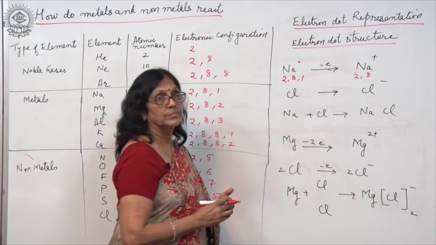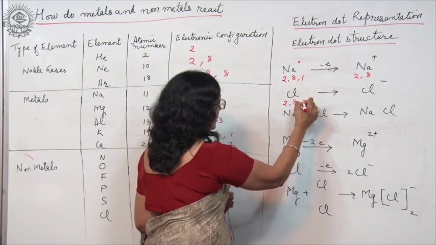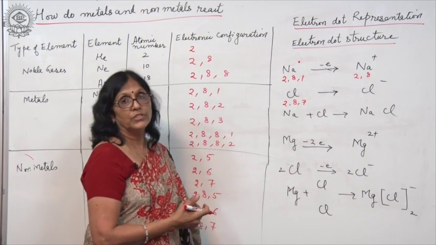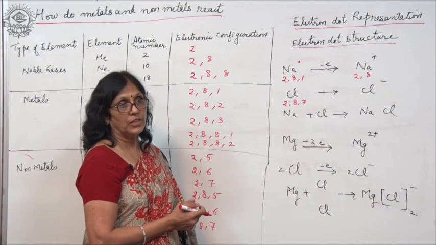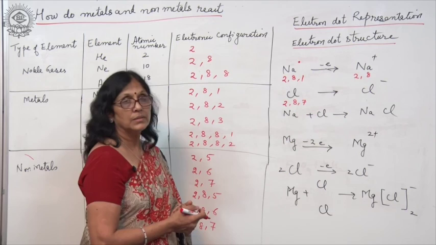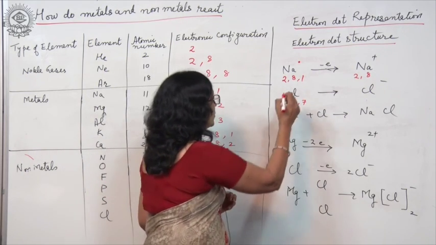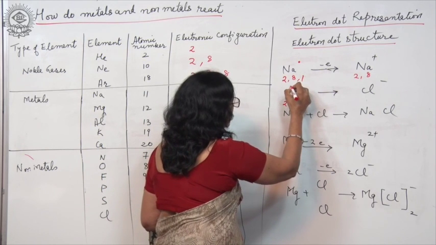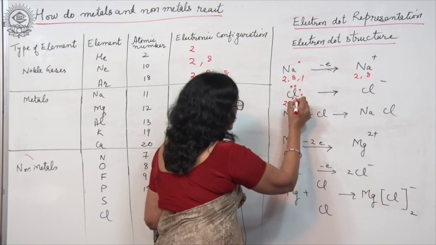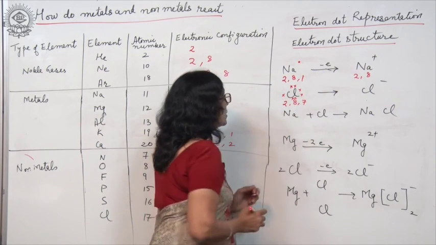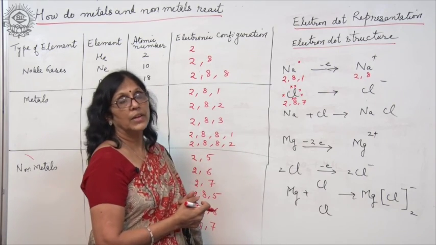Now, chlorine atom, its electronic configuration is 2, 8, 7. So, it has 7 valency electrons. Here also we can represent 7 valency electrons with the help of dots on the symbol, but just for differentiation we make these as the cross. These crosses are showing the number of electrons. So, there are 7 valency electrons.